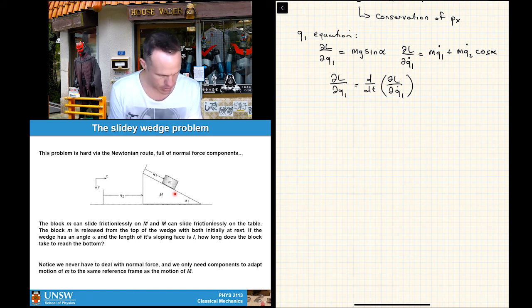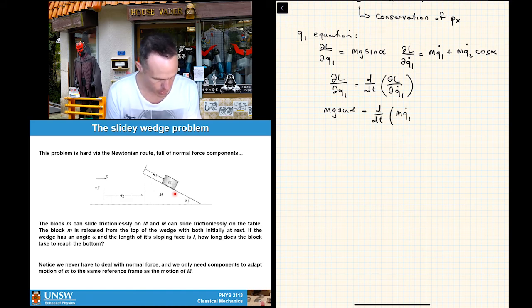So we can substitute into this thing. This is going to be mg sin alpha is equal to d/dt of m q1 dot plus m q2 dot cos alpha. And so this thing is m q1 double dot plus m q2 double dot cos alpha.